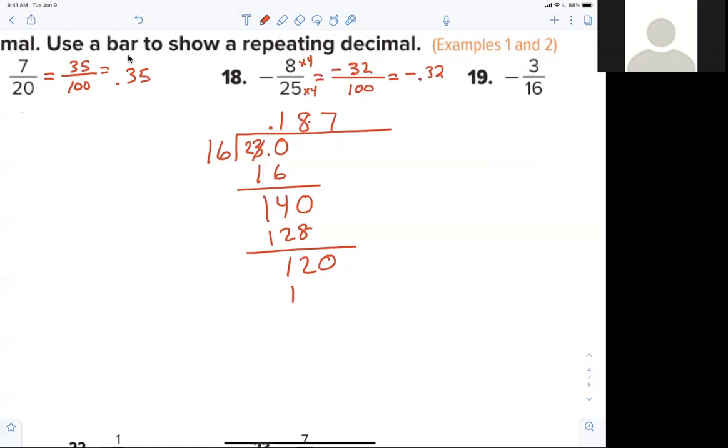I think it's 112, isn't it? Oh yeah, I forgot to add the 10. All right, that's all right. 112. Now when you subtract, bring down the 0.